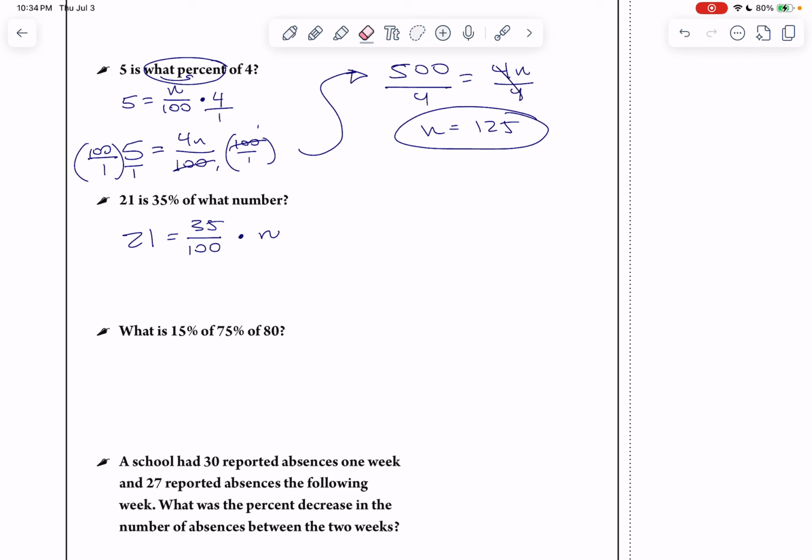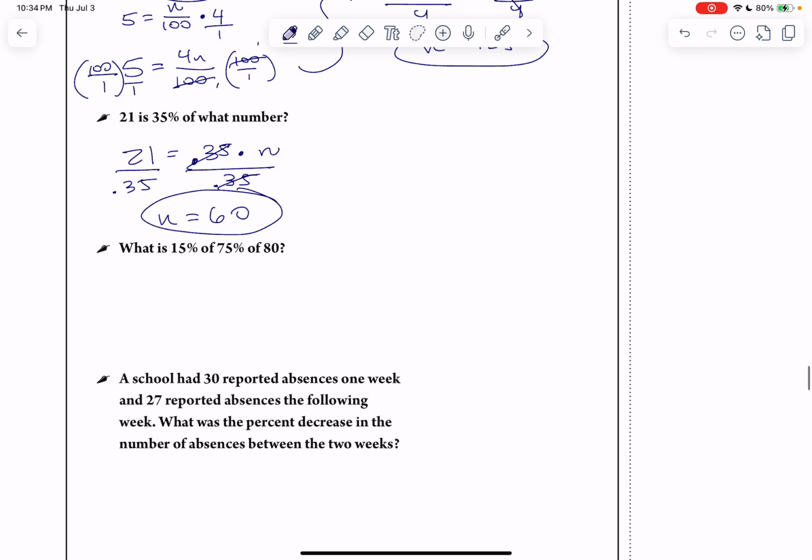My favorite way, let's make this little 35 over 100 into a decimal, 0.35. And then we can divide both sides by 0.35. And we'll find out that n equals, when we punch that out on our calculator, 21 divided by 0.35. Make sure you're doing it with me. We get 60. Let's take a look at that next one.